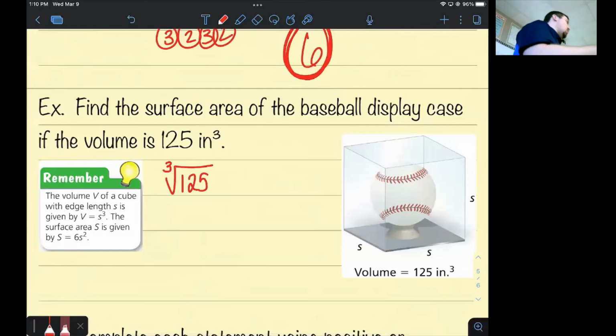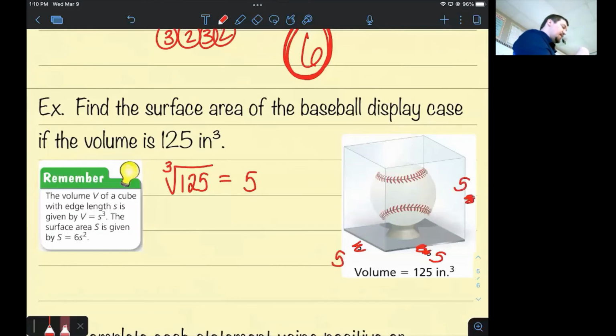This does not work if it's a rectangular prism. Well, this is a rectangular prism. It only works for the cube, right? For the special type of rectangular prism, because for a rectangular prism, the length, width, and height could be 3 different numbers. But for a cube, they're the same. So Julia, what did you get for the cube root of 125? Okay, so all the side lengths of the cube, this display case, they're all 5 inches.